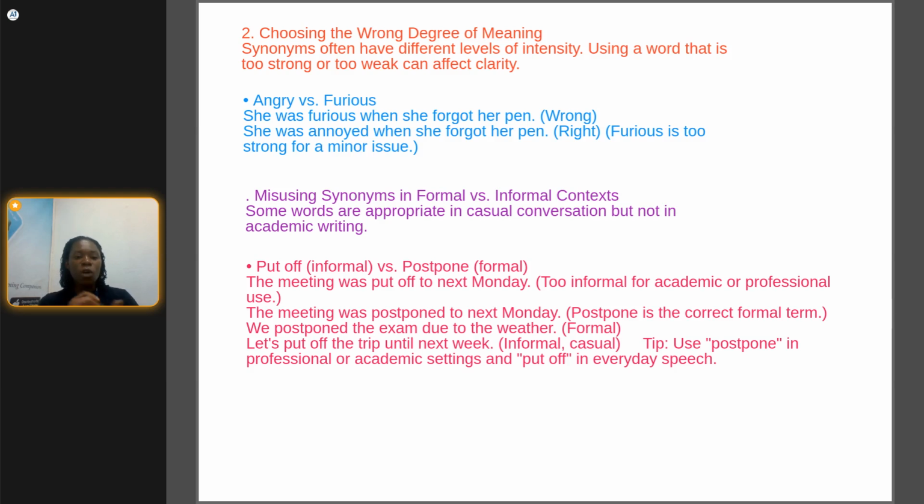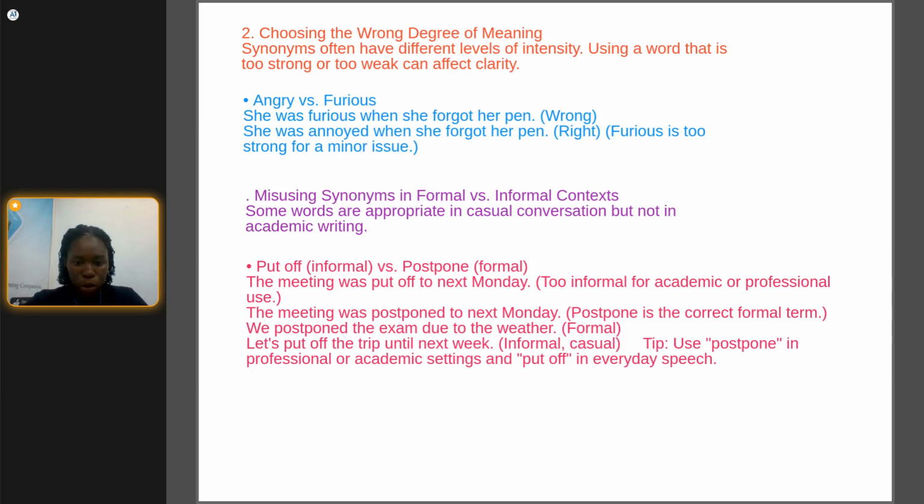You will see that some contexts are formal, some are informal. Like I mentioned, the tip you need to use is that once a context is formal, you need to use a formal synonym. And once a context is informal, you need to use an informal synonym. So in this case, you use postpone in professional, official, or academic settings, and then you use words like put off in everyday speech or informal settings.